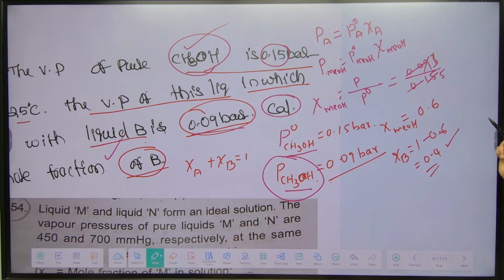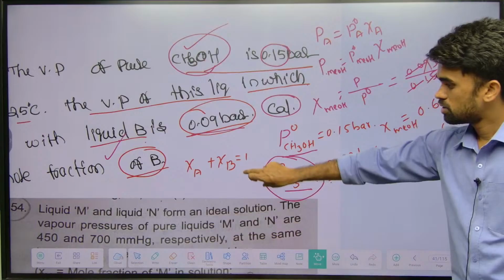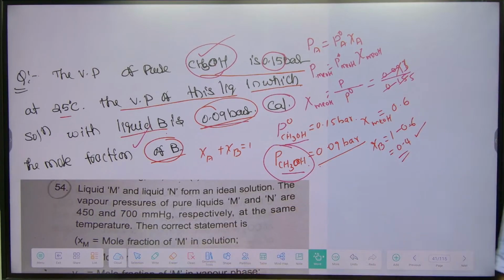Everyone got this? How are we doing? Okay. So try to write it fast, do it fast. If you are making late, then I will skip some questions. So do it fast.